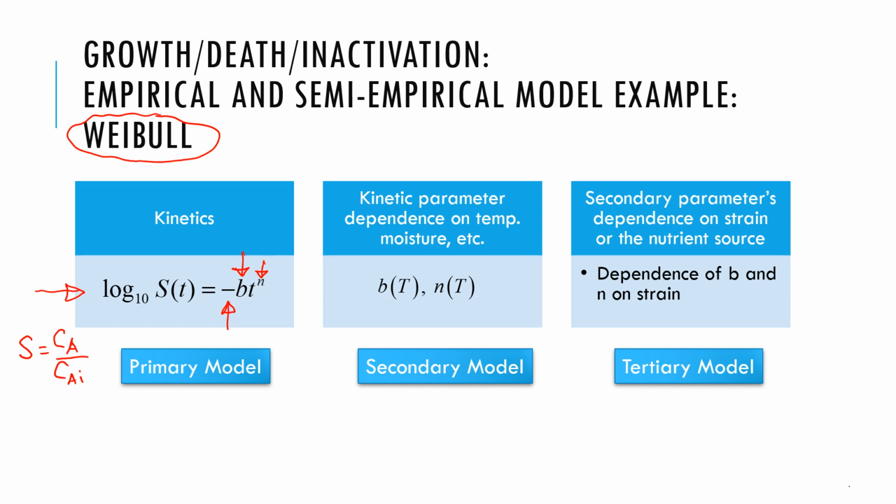So if we follow the logic that we did for first order kinetics, then this is the description of kinetics, and it's kind of the primary model. And then these parameters like B or N, they depend on temperature. So this kinetic parameters' dependence on temperature is our secondary model in case of Weibull. And the B and N can also depend on the bacterial strain, so that would be my tertiary model.